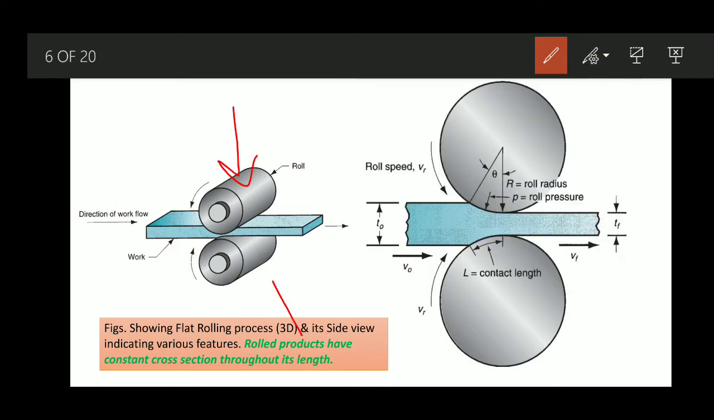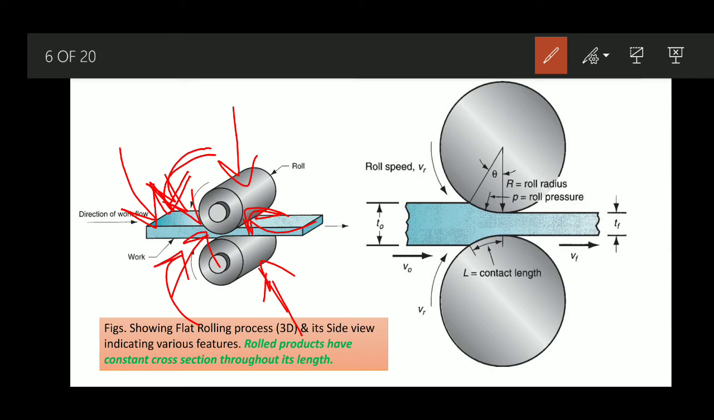These are the two rollers, also known as the two rolls. One is rotating in this direction, another is rotating in the other direction. During that rotational movement, they are in contact with the workpiece, the work material, and they are applying certain pressure on it as they roll. The surface of the roll is in contact with the surface of the workpiece, and we already know there will be some roughness on the roller.